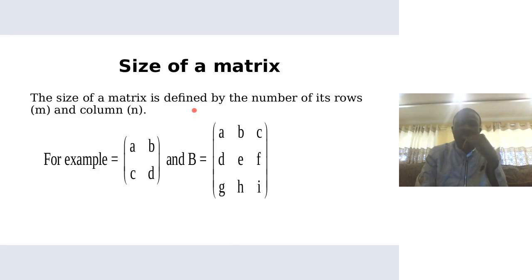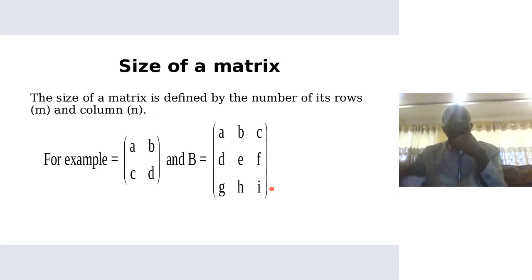So we are saying that the size of a matrix is defined by the number of its rows and the number of its columns. For matrix A here, we have 2 rows and 2 columns. But when we come to matrix B, ABC is row 1, DEF is row 2, GHI is row 3. So this matrix has 3 rows and 3 columns. We have the column from A to G, the other column B to H, and the other column C to I. So this is a 3 by 3 matrix.